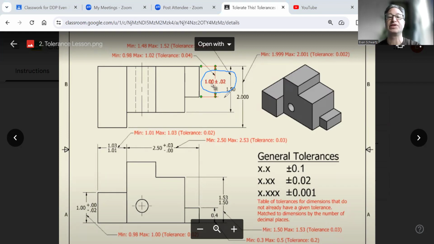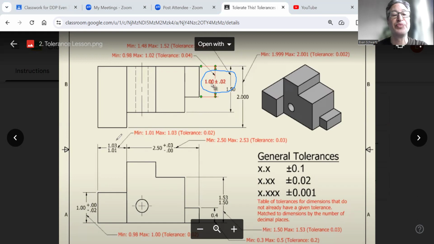And what this means is that this is going to be getting larger and smaller by the exact same amount. So this can be 1.02, and it could be as small as 1.98. So when we have a bilateral tolerance, we add it in both directions. So it would be 0.04. Okay, so the 0.02 larger and the 0.02 smaller would make it that way. Okay, so we're 0.04. So the signature trademark of this tolerance is the plus minus sign.